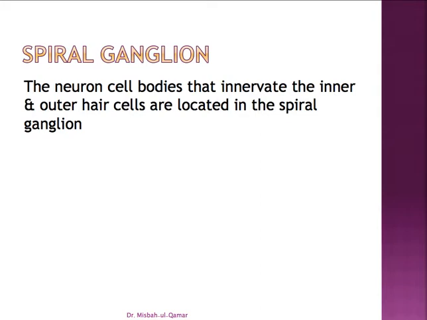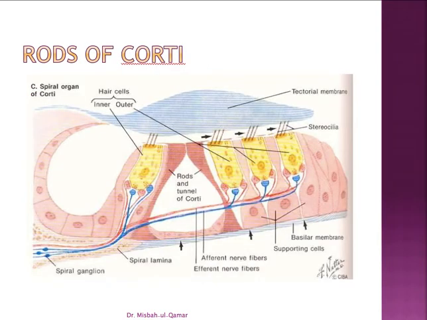Right, and then there are also some supporting cells in the inner ear. You see these supporting cells, and they have got different names, such as the phalangeal supporting cells. There are some outer marginal cells which are called Hensen cells. Then there are Claudius cells. Then there are border cells of Held, and so on.